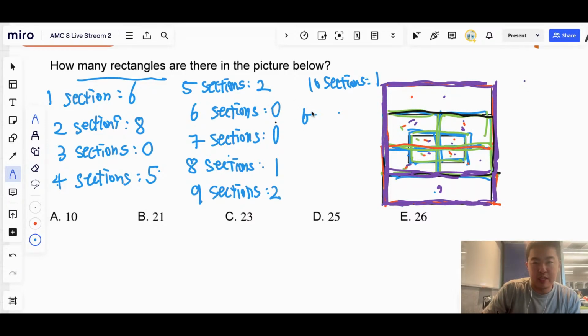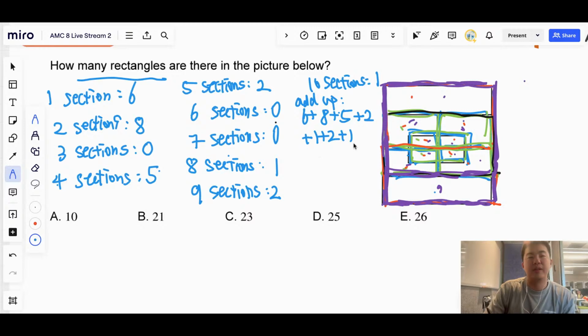So we have 6. So I will say add up. By adding up, we have 6 plus 8 plus 0, so we do not write it, plus 5 plus 2 plus double 0, so that's still 0, plus 1 plus 2 plus 1, so that's 14, plus 5 is 19, plus 2 is 21, 21 plus 1, 22, 22 plus 2 plus 1, add 3. So the answer should be 25. So which option is the same as the result?